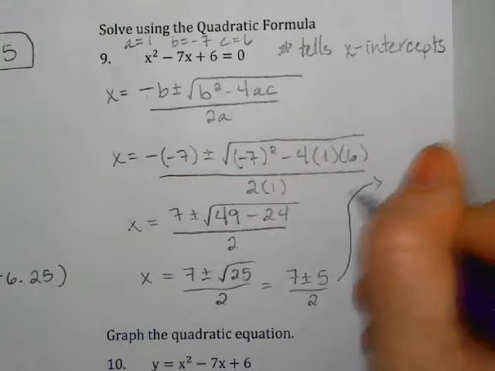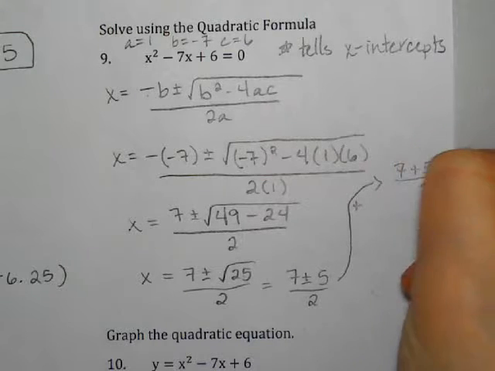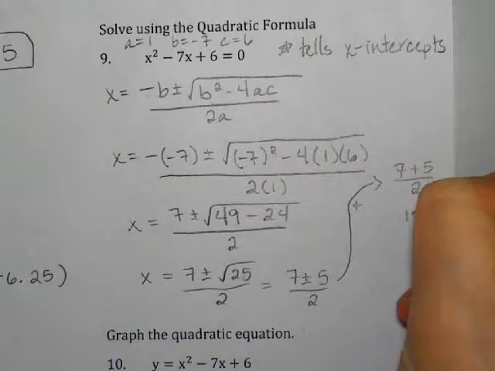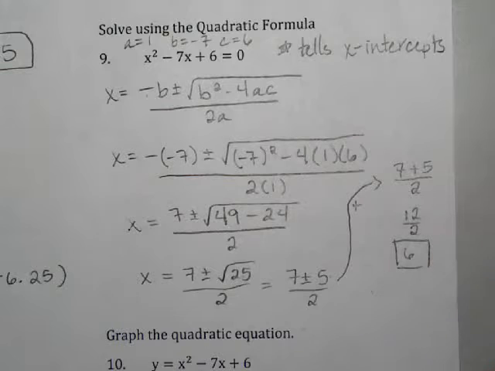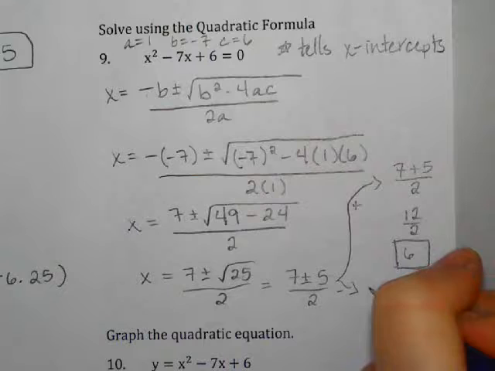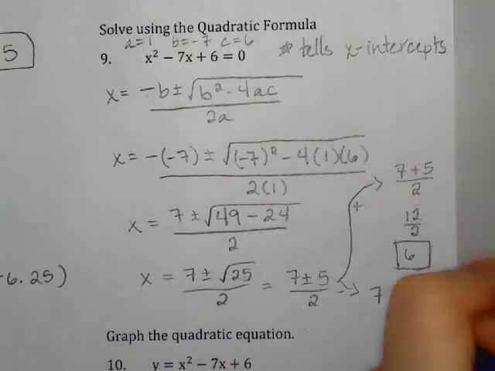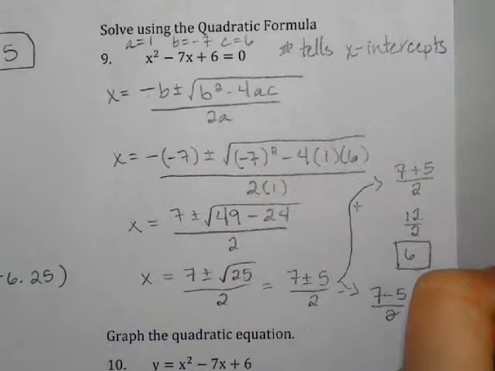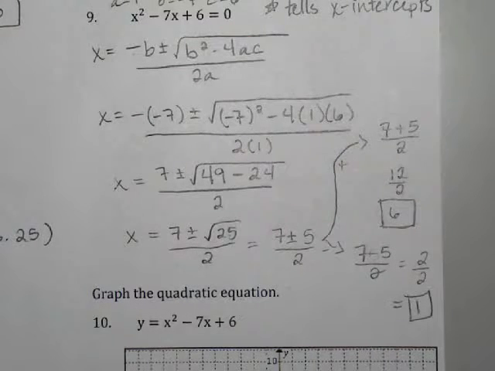Now I need to split it. So 7 plus 5 divided by 2, which gives me 12 over 2, which is 6, so that's one of my x-intercepts. So 7 minus 5, whoops, not 75. 7 minus 5 divided by 2 gives me 2 over 2, which is 1. So, that tells me my other x-intercept.